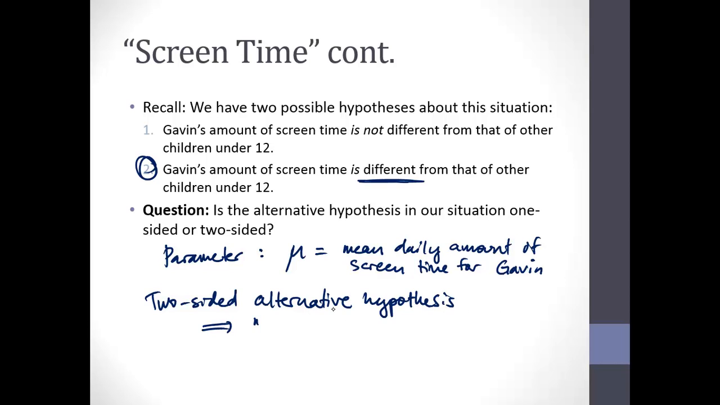Because we just want to know if Gavin's screen time is different from other children. So we're not concerned if it's more than other children or less than other children. We just want to know, is it different than that of other children? All right. So here's, just intuitively, our two hypotheses.